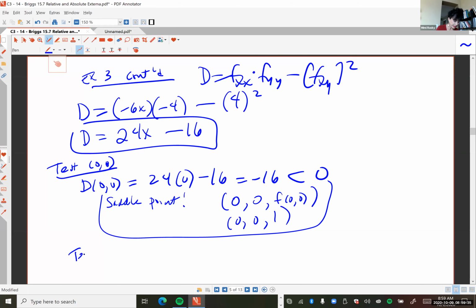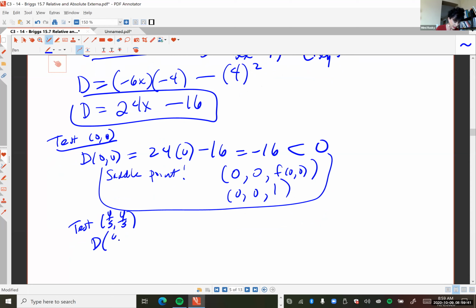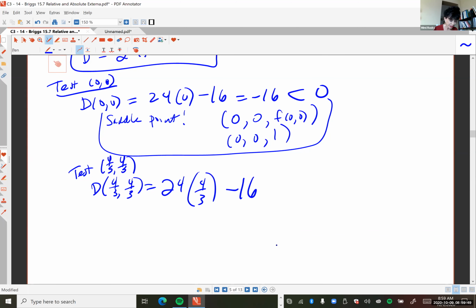And now if I test the other critical point, 4/3, 4/3, what happens? Well, when I evaluate D at this point, I get 24 multiplied by X, which is 4/3, minus 16. And you can do some reducing. 24 divided by 3 is 8. This is 32 minus 16. A lot of times I don't finish out my D because I get a little lazy, and I'll let you also. I mean, this is obviously a positive. Okay, positive, fine.